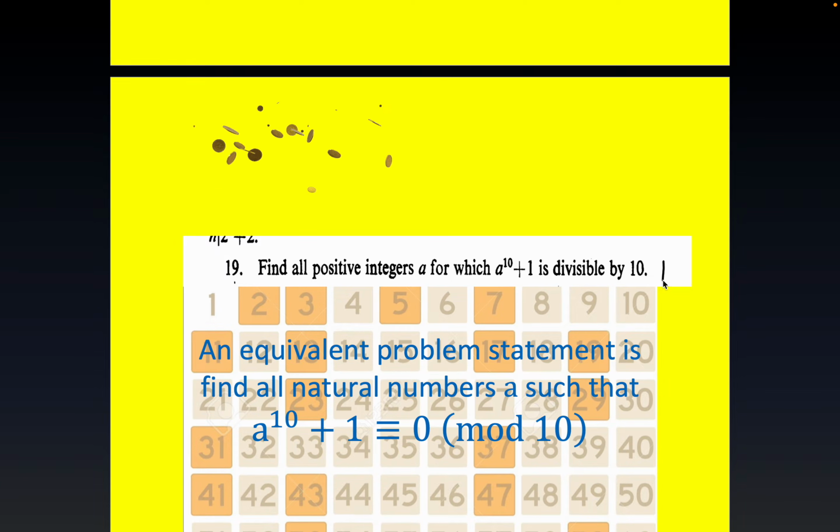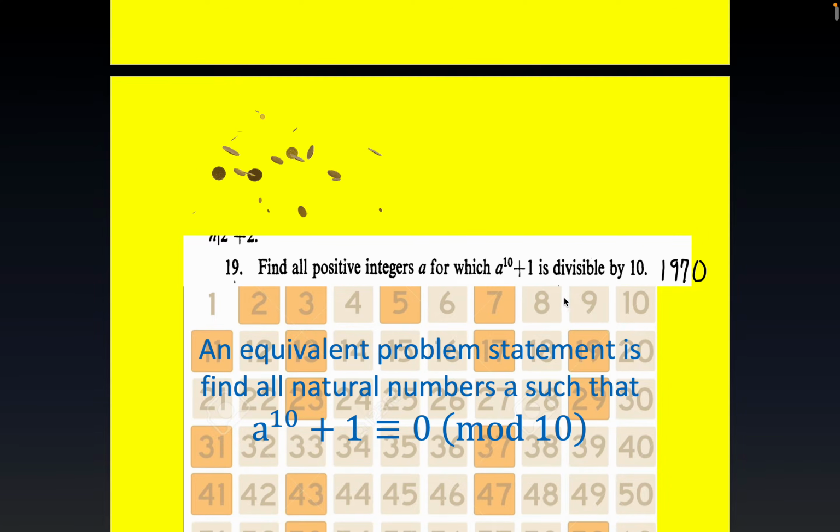Found this problem in a book published in 1970 by a Polish gentleman by the name of Sierpinski. And he worded the problem, that's what, 55 years ago. And he worded the problem like this. He says, find all positive integers a for which a to the 10th plus 1 is divisible by 10. That's how they did it back then.